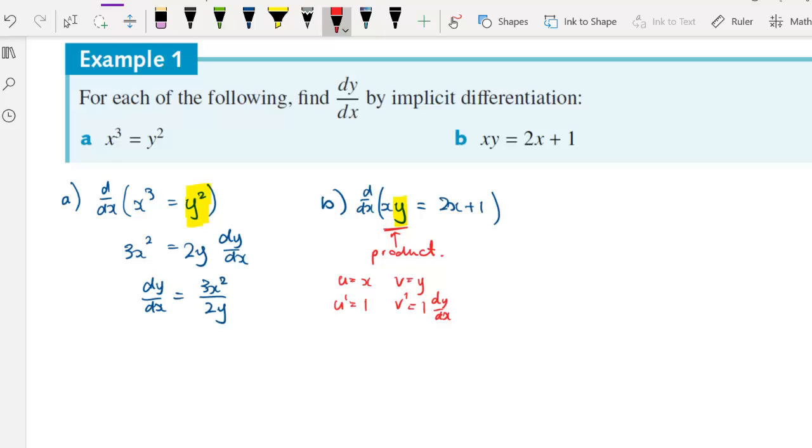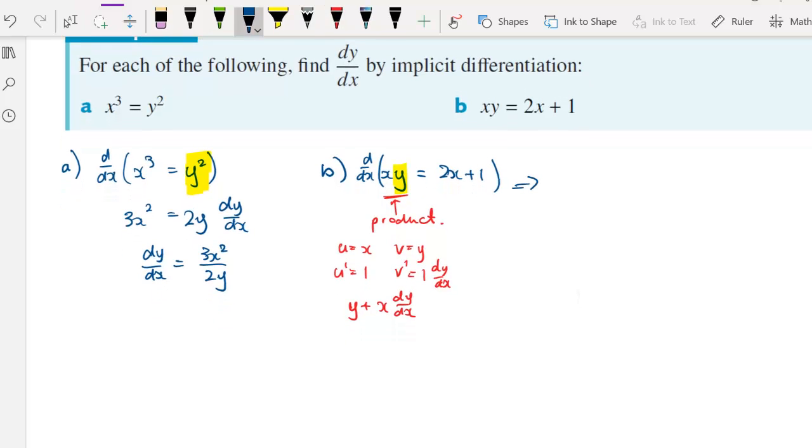Because if we're differentiating with respect to x, we'll have to switch it over to differentiating with respect to y multiplied by dy/dx. So it becomes 1 dy/dx. And our product rule will be y times 1 plus x times 1 dy/dx. So we've got y plus x dy/dx. And so that means we end up with y plus x dy/dx is equal to the derivative of 2x, which is 2, derivative of 1 is 0.